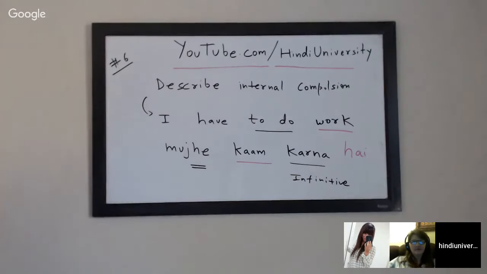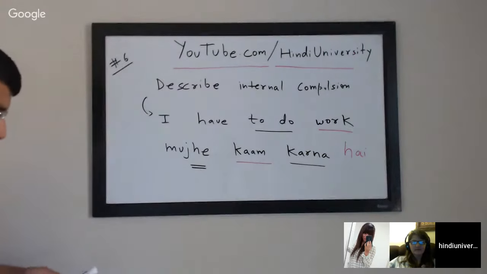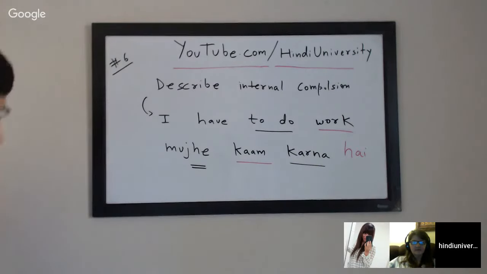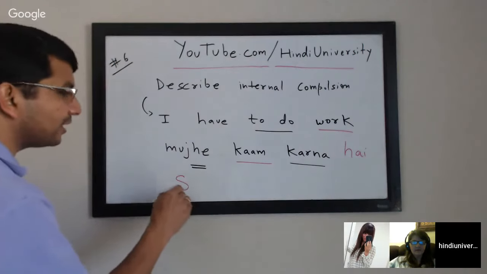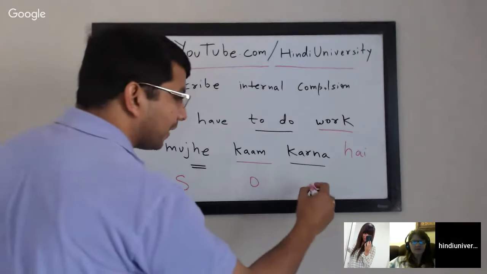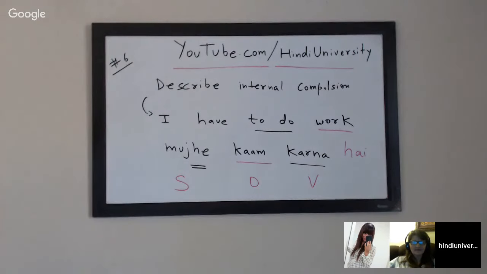Okay, and really what you did here is you looked at the formula. You looked at the subject here, which you have as mujhe, and you looked at your kaam as your object. And then you spoke about verb, SOV, right? So mujhe kaam karna hai. And that's exactly what we should be doing for more scenarios.